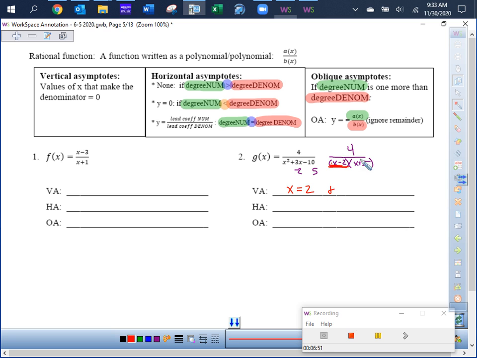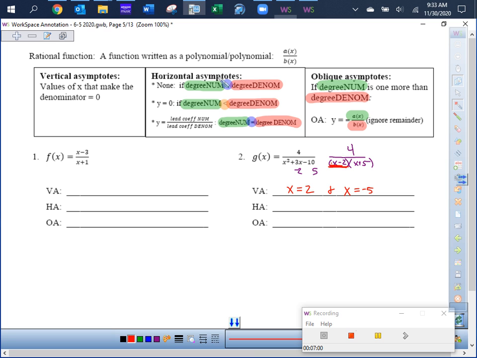Then we have a second one. It will also be at who makes this guy 0. What value of x makes this 0? If x is -5. So x equals -5. These are the vertical lines that totally make this 0. So these are vertical asymptotes. You okay with that? I factored the denominator.